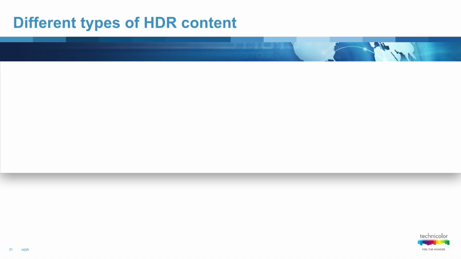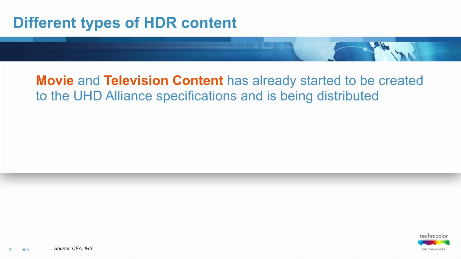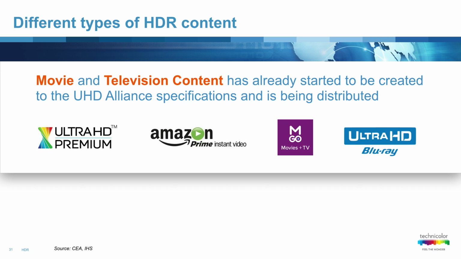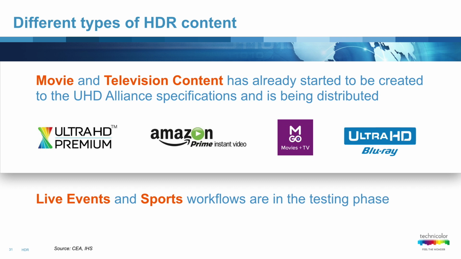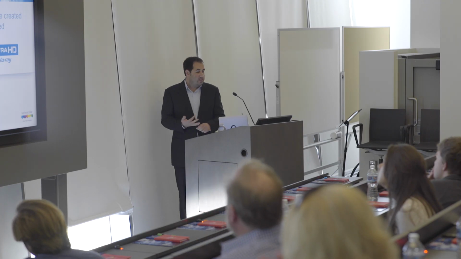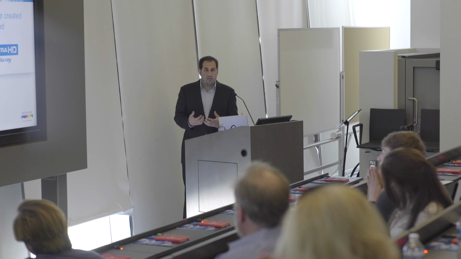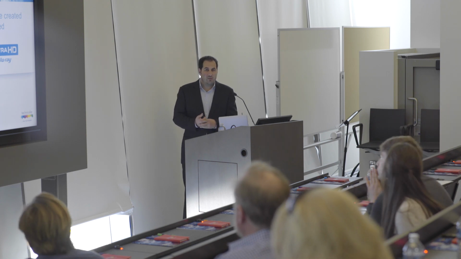So we talked about movie and television content. That was that first line. This has been represented by the OTT industry mostly right now. That UHD premium logo, that logoed content that fits that specification is currently being distributed by Amazon and by MGO and on Ultra HD Blu-rays. So now Ultra HD Blu-rays, you can go to the store, you can buy high dynamic range content on a disc from studios like Fox.